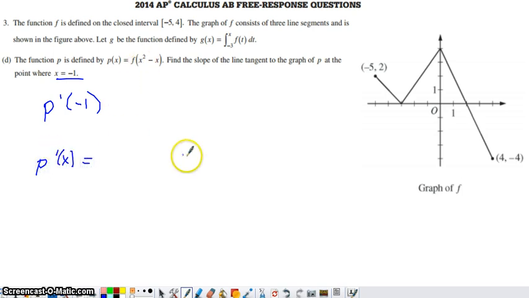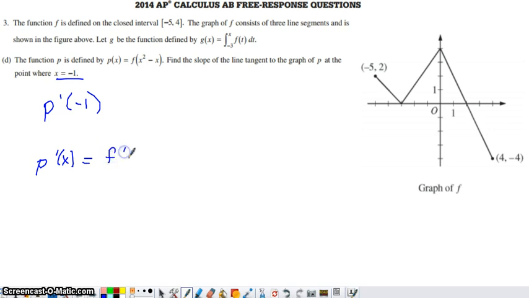So p prime of x, well, this is a little different. It's something that you've used a lot, but probably haven't used it a ton in the form that we need to use in here. It's going to be a little chain rule that we have to use. Our outer function is f, and our inner function is x squared minus x.